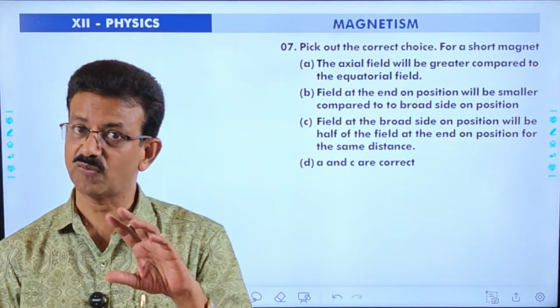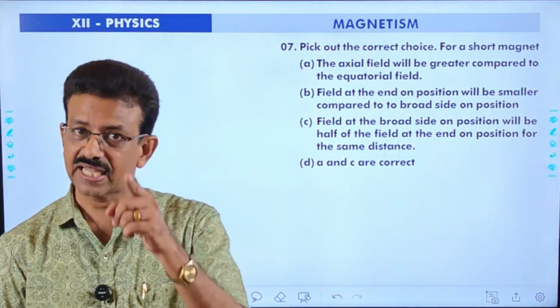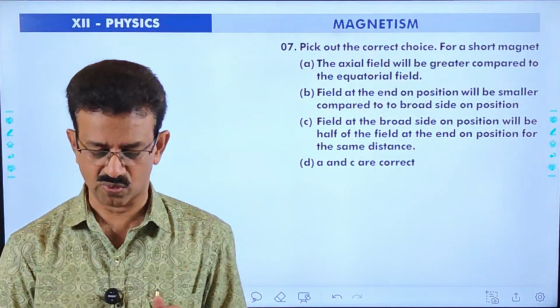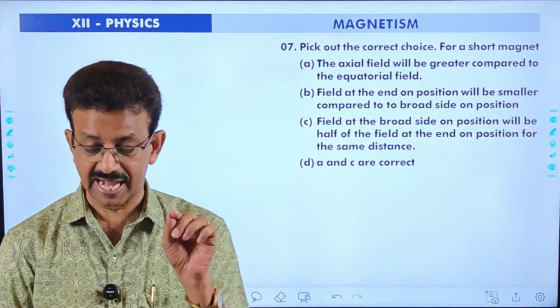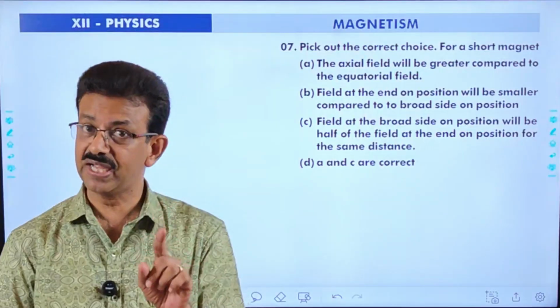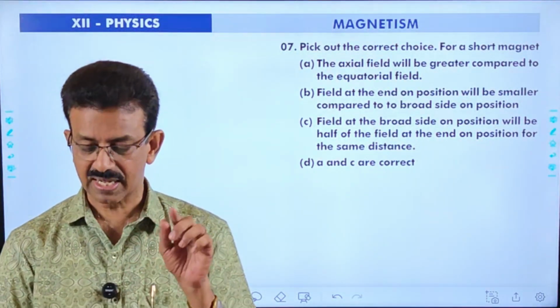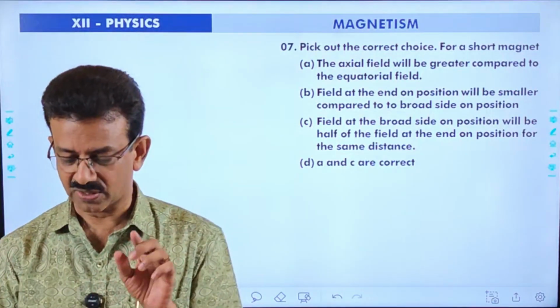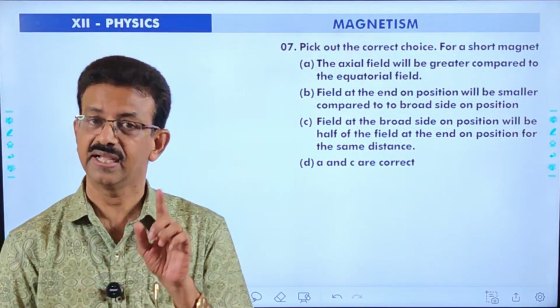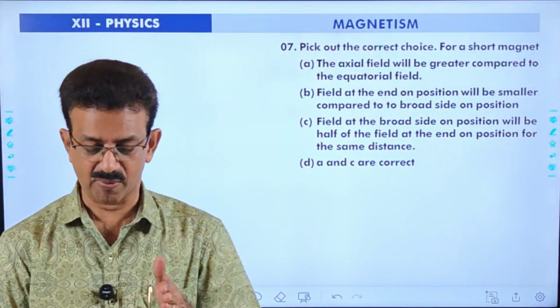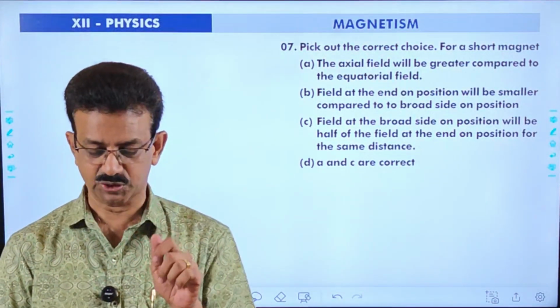Broadside-on position is an equatorial point. These are different terms: axial and equatorial. The statement that the field at the end-on position, that is the field at an axial point, will be smaller compared to that of the broadside-on position is wrong. Broadside-on position is the equatorial point, and that field will actually be smaller.